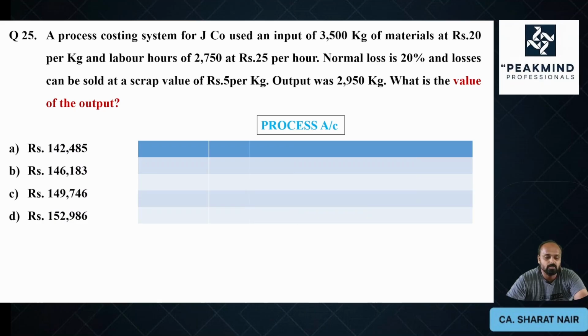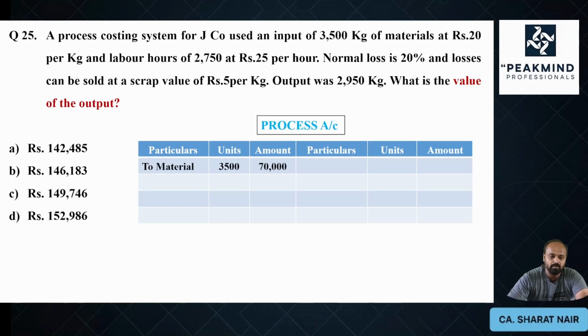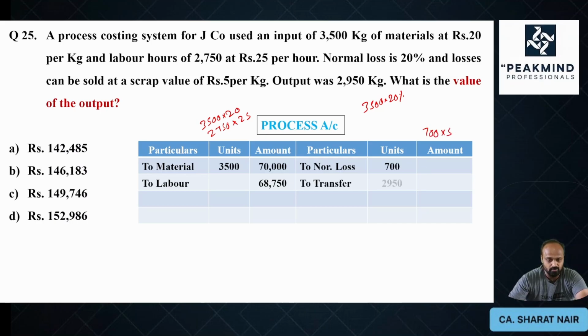So a quick rough drawing of the process account allows me to calculate the answer easily. Material cost is 3,500 at the rate of 20. How did I arrive at 70,000? 3,500 into 20. Next, the labor cost is 68,750. How have we arrived at it? 2,750 into 25. Going further, normal loss is also given as 20%. So 3,500 into 20%, and the scrap value for each and every unit is 5. So 700 into 5. This will be 3,500.